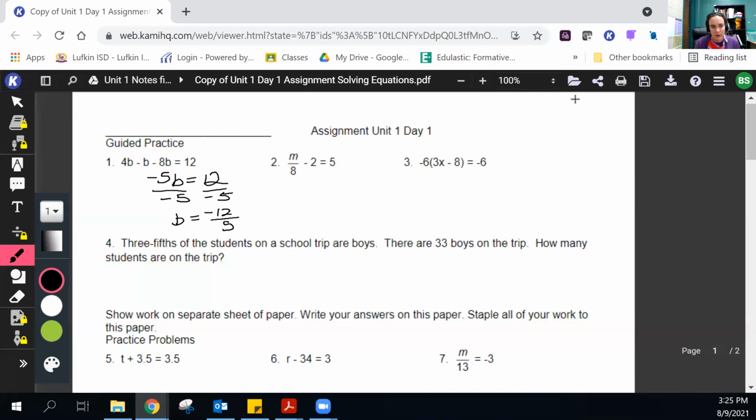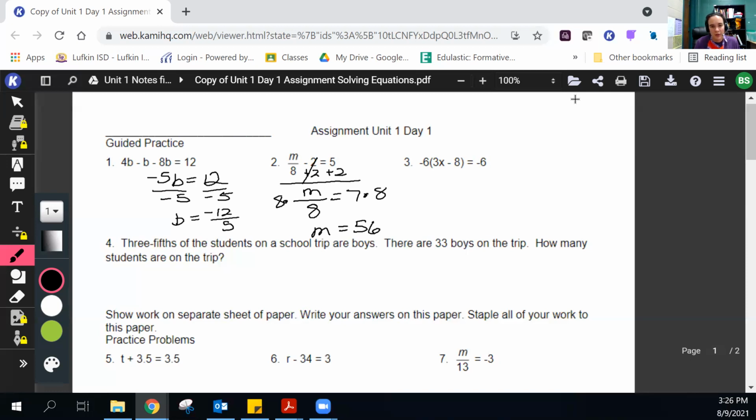Number 2, m divided by 8 minus 2 equals 5. So first, we're going to add 2 to both sides. That gets us m over 8 equaling 7. So we're going to multiply by 8 on both sides. And that gets us m equals 56.